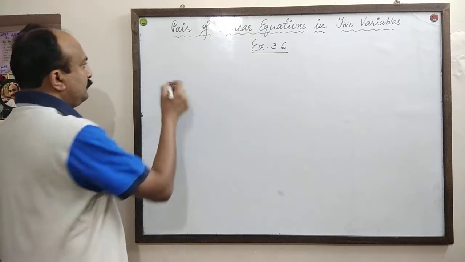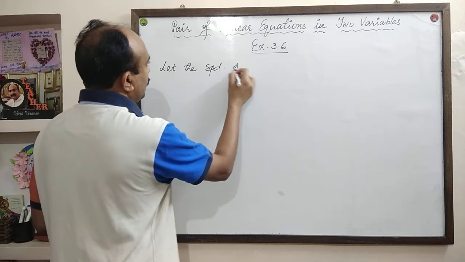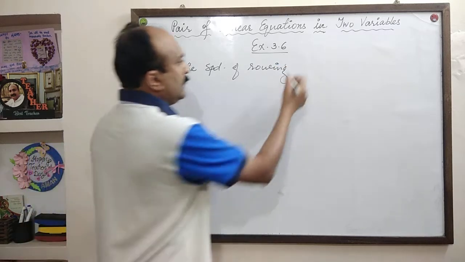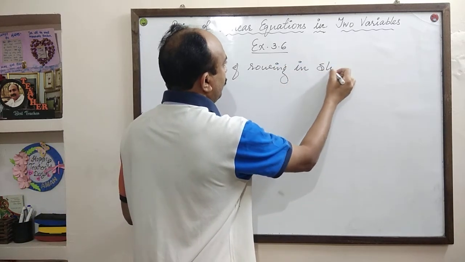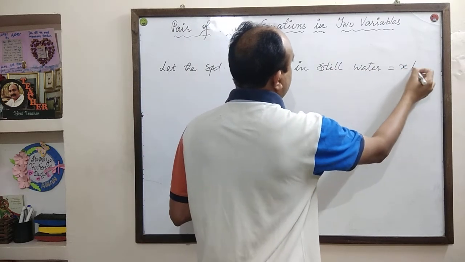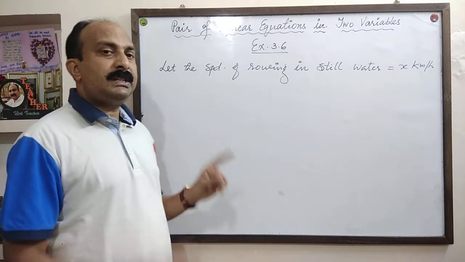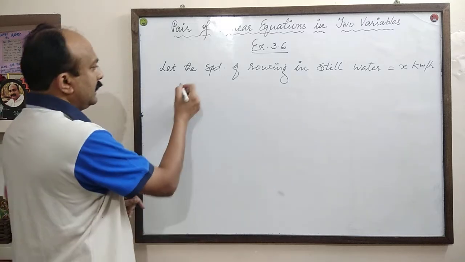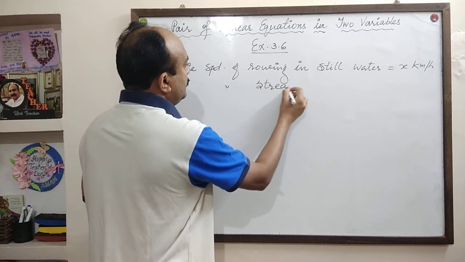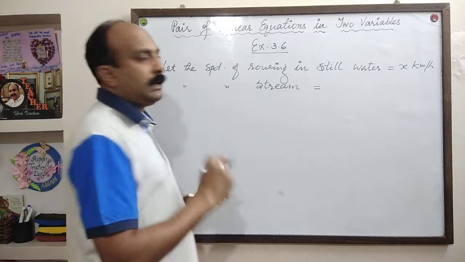Let the speed of rowing in still water is equal to x kilometer per hour. And let the speed of stream, S-T-R-E-A-M, speed of stream or flow of water be y kilometer per hour.